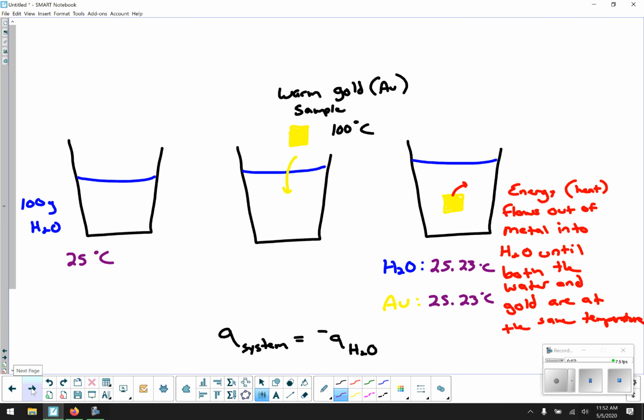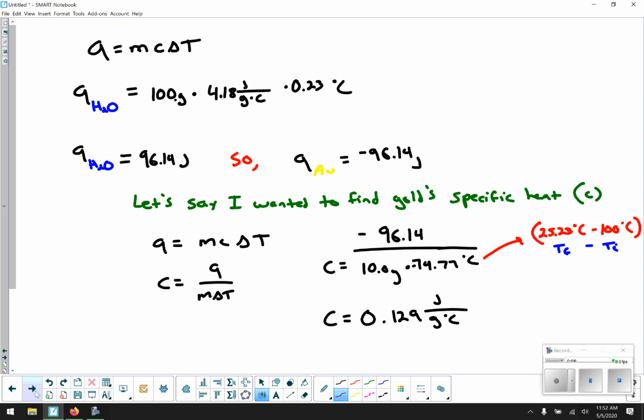But let's say I ran this in the lab and I didn't actually know what the final temperature would be. I just measure it with the thermometer, and when the thermometer peaked at 25.23, that's when I call it. You put the hot thing in, the water's temperature would rise, and you generally would take the highest reading you get. Because if you let it go long enough, yes, it will come back down to room temperature, but you take the highest reading, which would be 25.23 there. So let's say that happened.